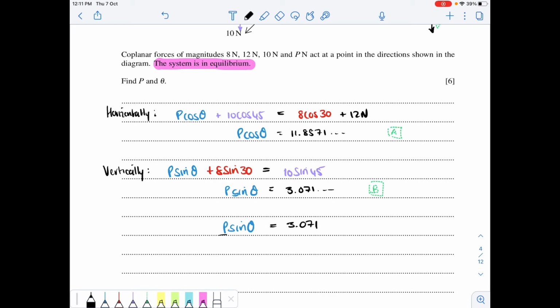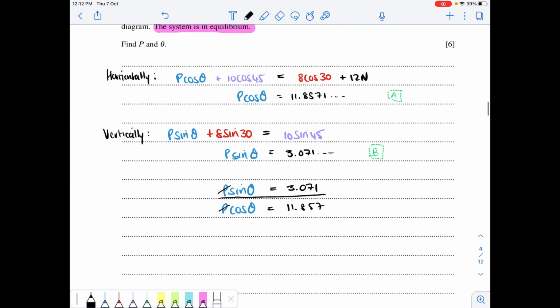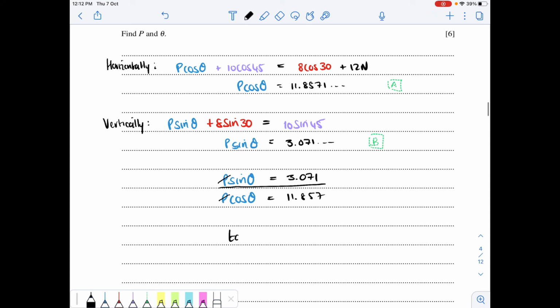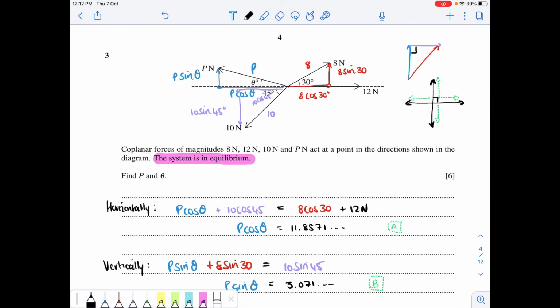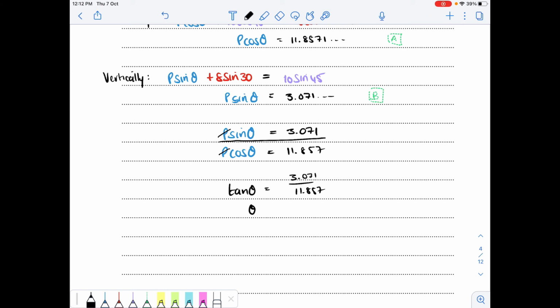And we're going to divide this equation by the horizontal one. So we're going to get P cos theta equal to 11.857. And you can see that not only are the P's going to cancel out, but sine over cos is just tan theta is equal to 3.071 over 11.857. And now we can just take tan inverse and solve for theta. Now we can look at our diagram and we can see that theta is going to be acute. So that's very handy that we don't have to consider any of the other angles.